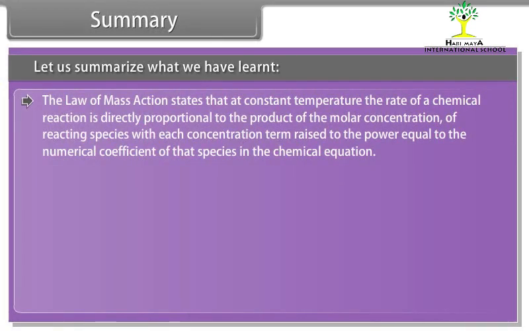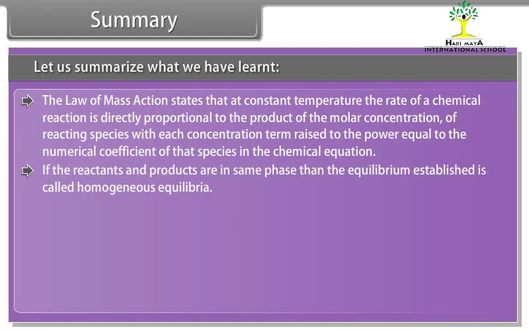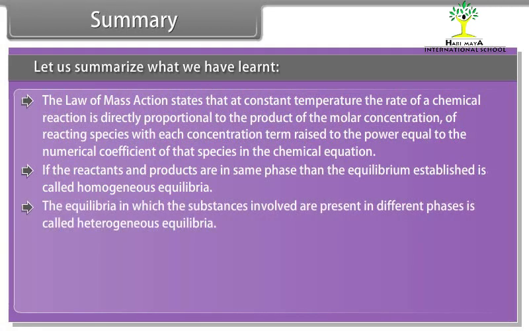The law of mass action states that at constant temperature, the rate of a chemical reaction is directly proportional to the product of the molar concentration of reacting species, with each concentration term raised to the power equal to the numerical coefficient of that species in the chemical equation. If the reactants and the products are in the same phase, then the equilibrium established is called homogeneous equilibria. The equilibria in which the substances involved are present in different phases is called heterogeneous equilibria.